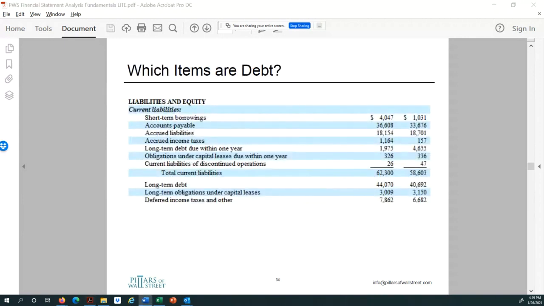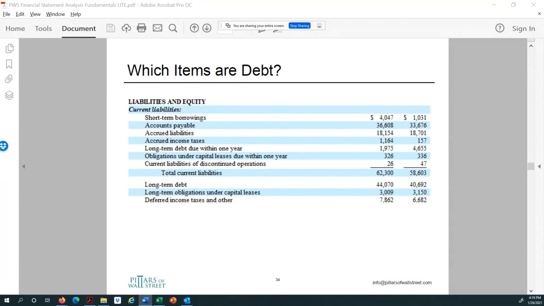What items are debt here? Well, make sure you can quickly identify what's debt and what's not. So short-term borrowings, that's debt. When you see short-term borrowings at the top of current liabilities, that's debt. Long-term debt due within a year, that's debt. Obligations under capital leases due within a year, that's debt, interest-bearing. Your long-term debt at the bottom and long-term obligations under capital leases, that's all debt. Those 5 items are interest-bearing liabilities.